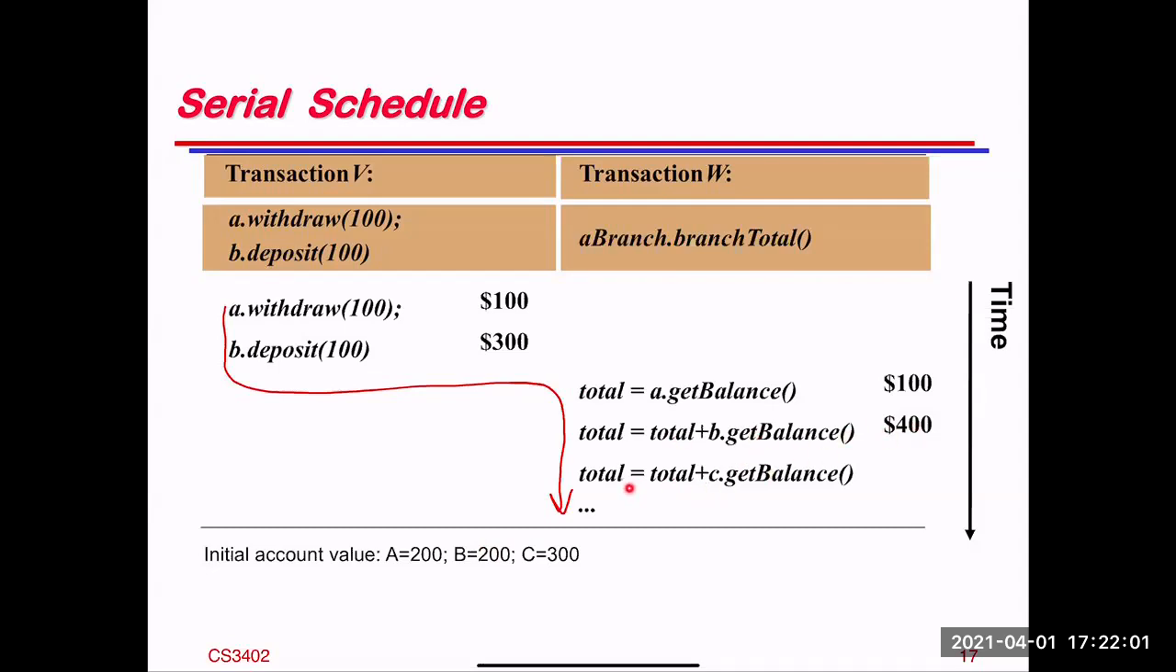Then I'm doing the same for C, right? I'm adding this to my total, and so on. Well, this just shows you what's left on the account. Exactly, right? We started with 200, and then we withdrew 100, so 100 is left. Okay, so this was a serial schedule.